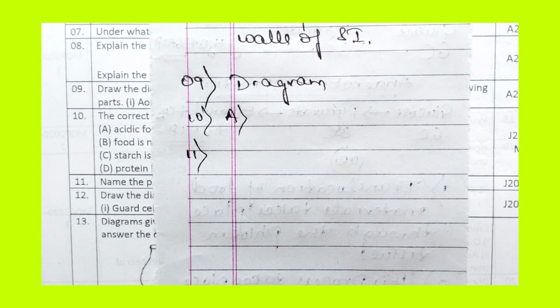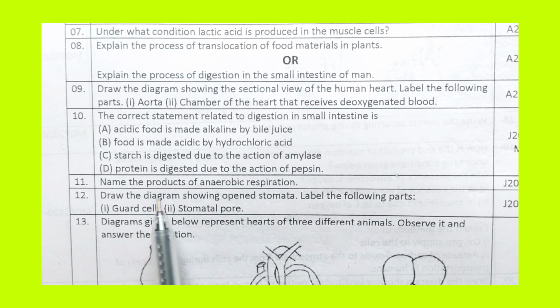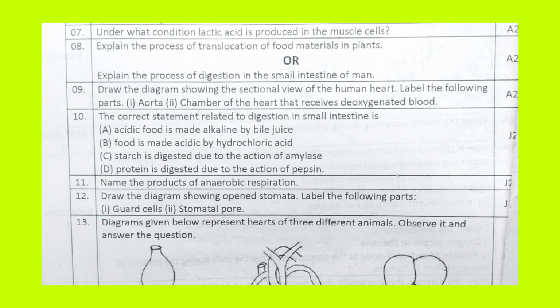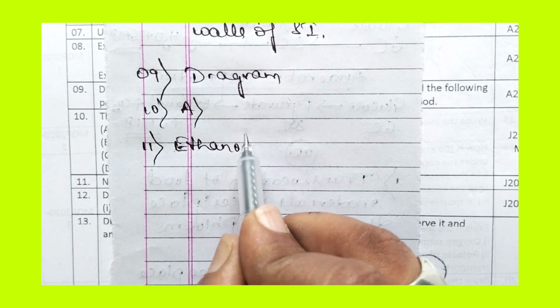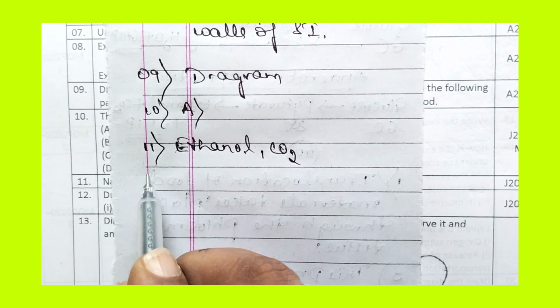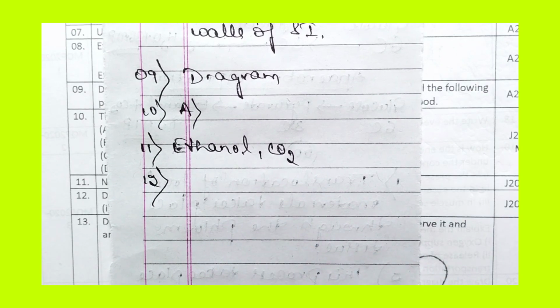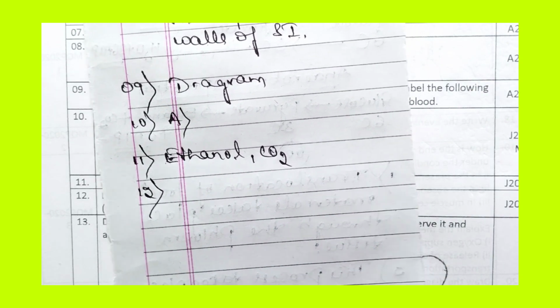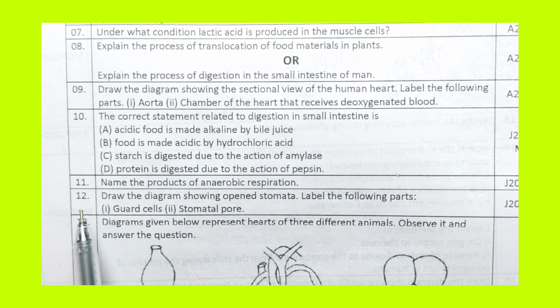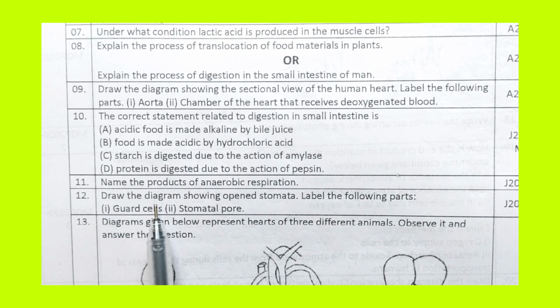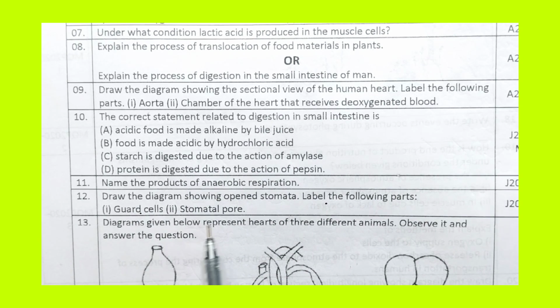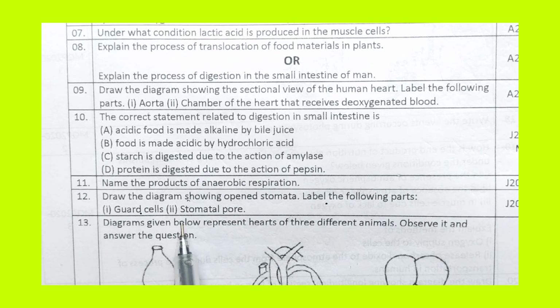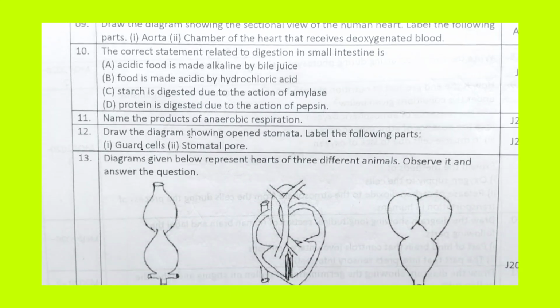Now let us move to the 11th question. Name the products of anaerobic respiration, they have asked. In anaerobic respiration, one product is ethanol and the other is carbon dioxide. Ethanol, carbon dioxide, along with this, 2 ATP of energy is released. Now let us move to the 12th question. It is a diagram. Draw the diagram showing the opened stomata. Label the following parts. You have to draw a guard cell, and the open stomata. One guard cell, and the other, the stomatal pore. So that is the diagram question.